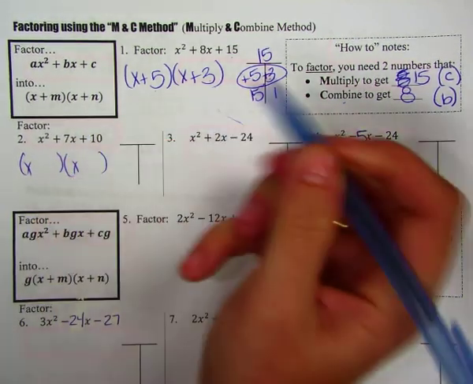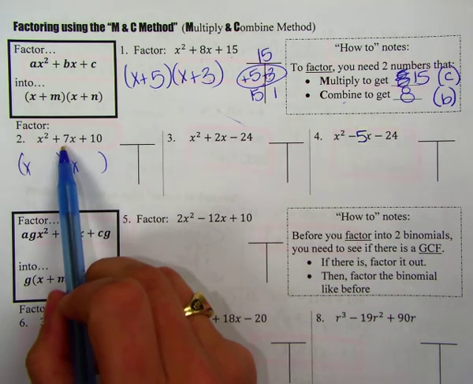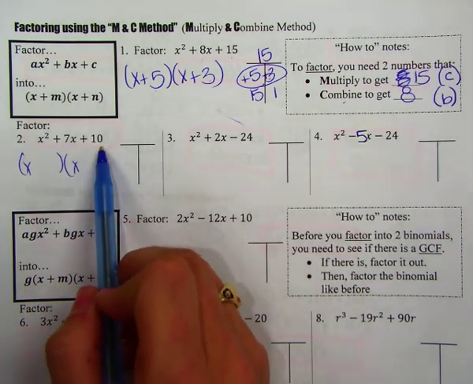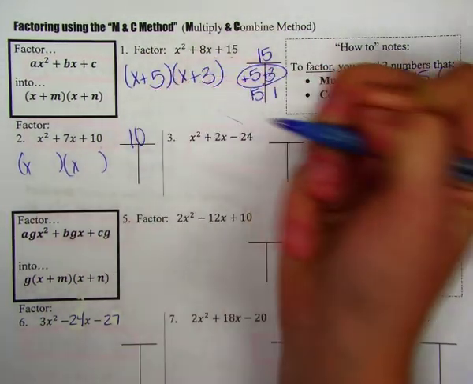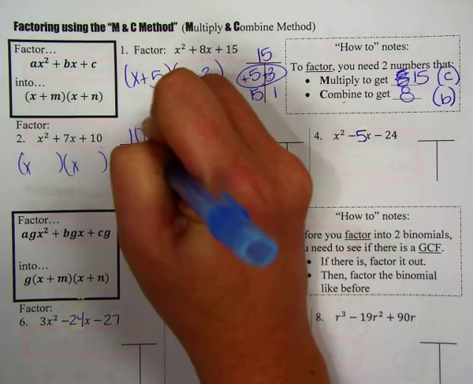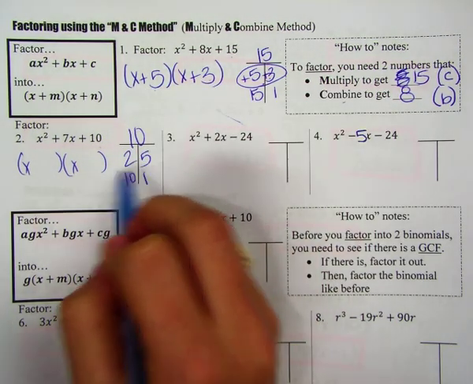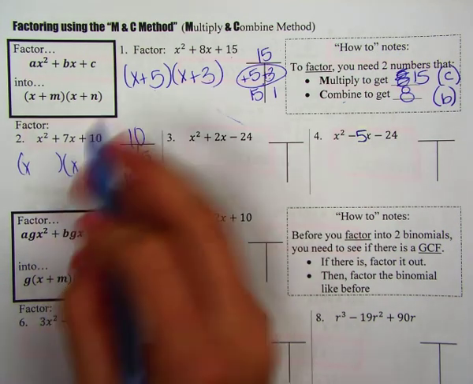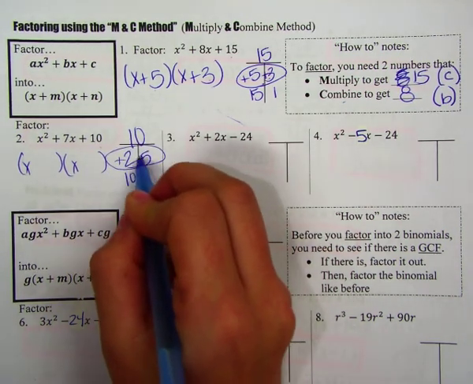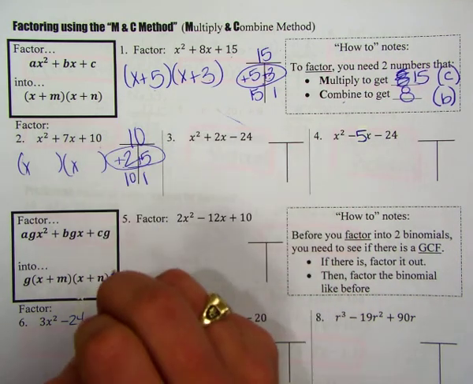I want two numbers that combine to give me 7 and multiply to give me 10. So write down the factors of 10, 2 and 5, 10 and 1. In this list, what combines to give me 7? 2 plus 5 will give me 7.